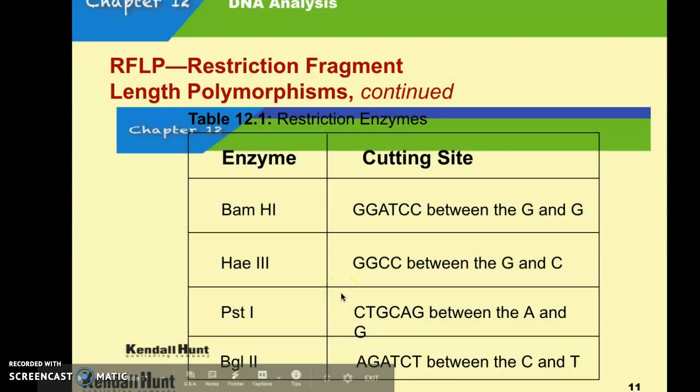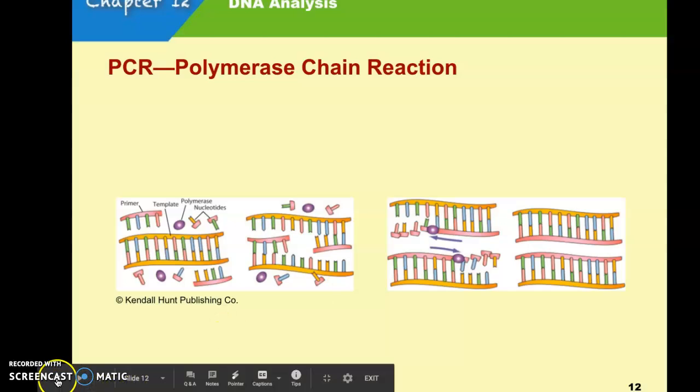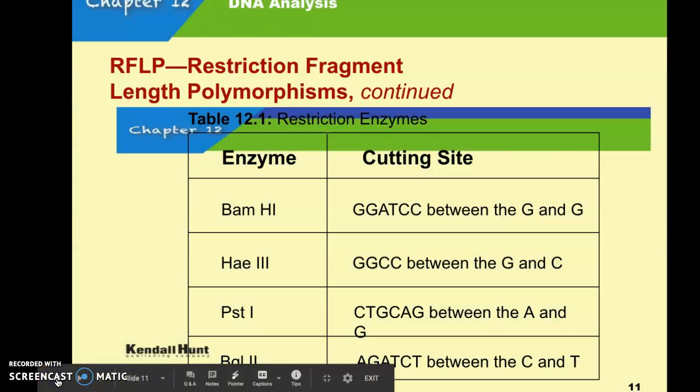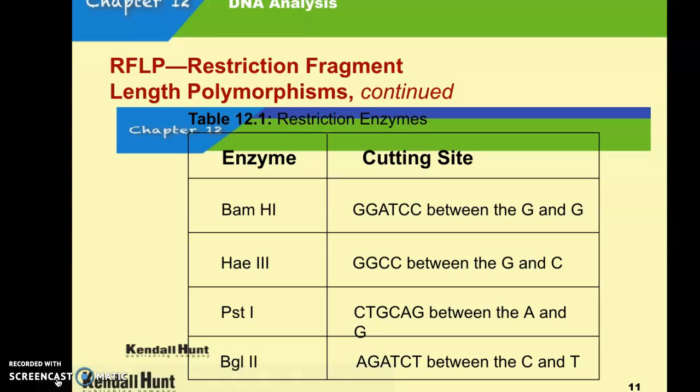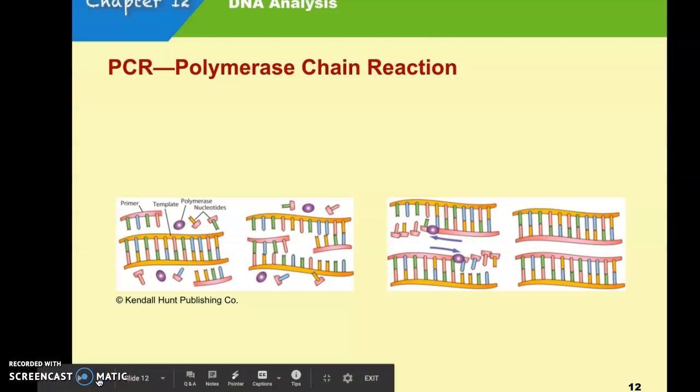So here are some examples of different enzymes. BamHI, if you have the sequence GGATCC, cuts between the two Gs. HaeIII cuts between the G and the C. PstI on there cuts the same way. I wouldn't expect you to know these, but I will give you where it cuts when we're using this in class or for a test.